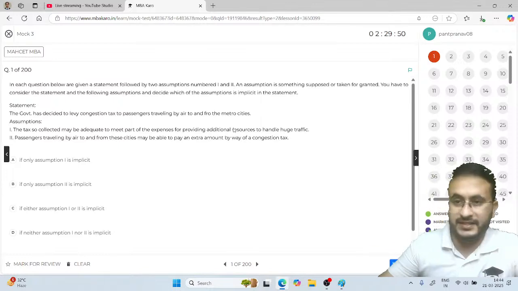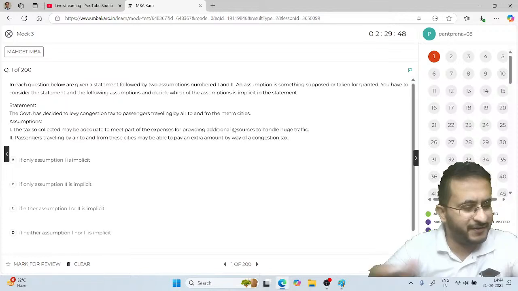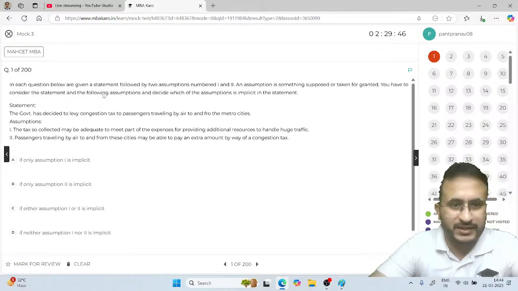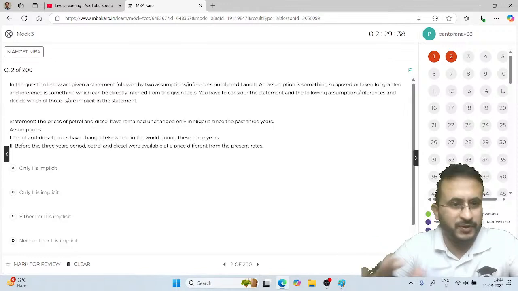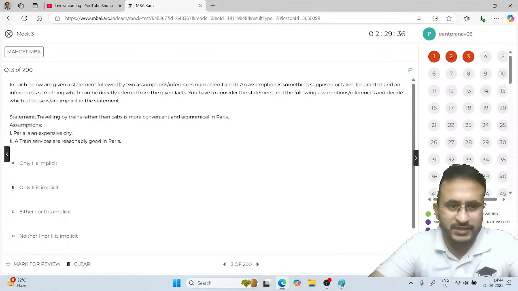So here's the LR section. The first 75 questions are of LR. This is an assumption based question. I'll skip it for now. I prefer to avoid critical reasoning in the beginning. So again, a critical reasoning based question.